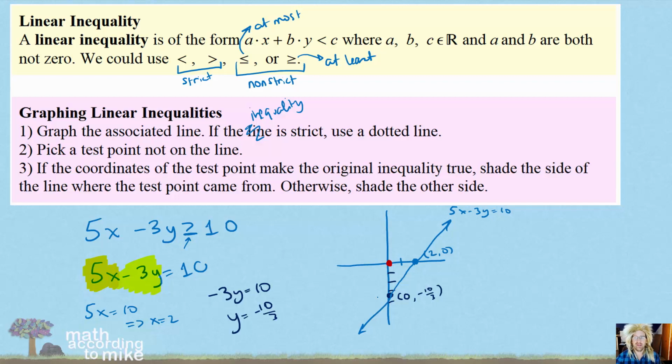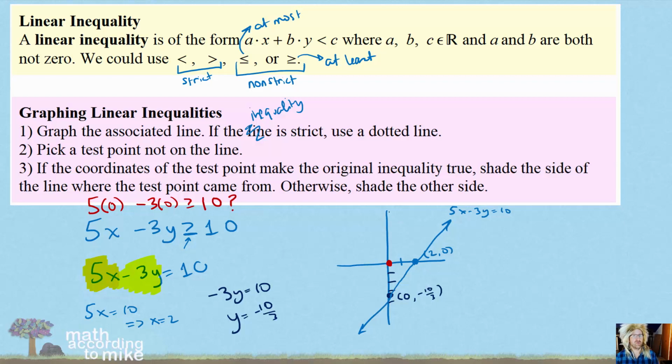Step 3, if the coordinates of the test point make the inequality true. All right, so what that means is we put 0 in for x and 0 in for y into the original inequality, and we ask ourselves, is this true or false? Is 5 times 0 minus 3 times 0 greater than or equal to 10? Well, the left-hand side is 0. Is 0 greater than or equal to 10? No. So we go to the latter part, shade the other side.